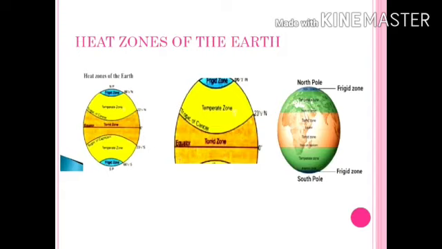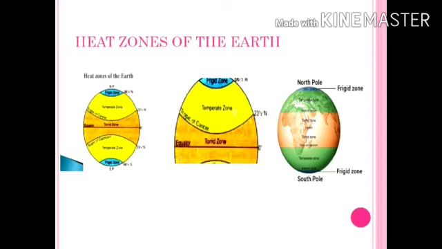Next one, temperate zone. Temperate zone is the area between Arctic Circle and Tropic of Cancer in the northern hemisphere and that between Antarctic Circle and the Tropic of Capricorn in the southern hemisphere. This moderate zone is called temperate zone.